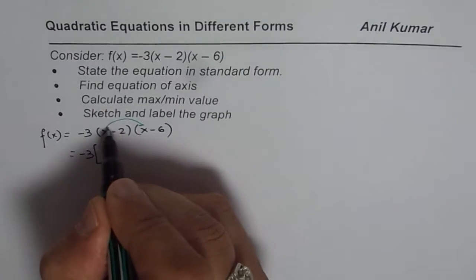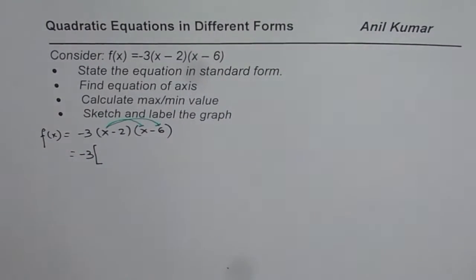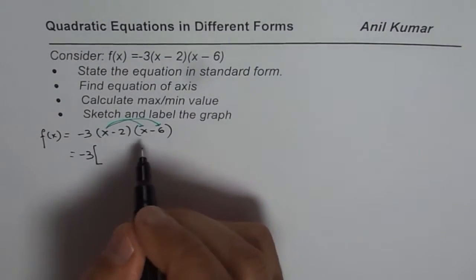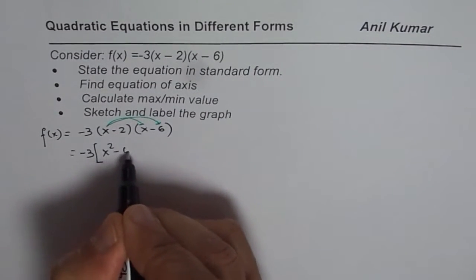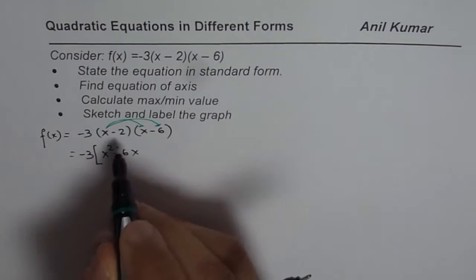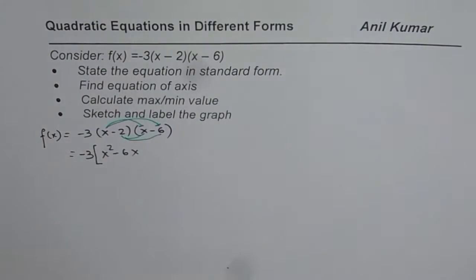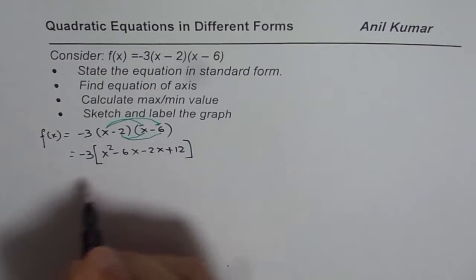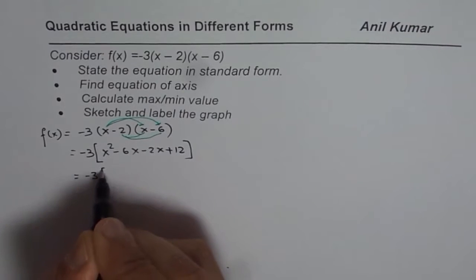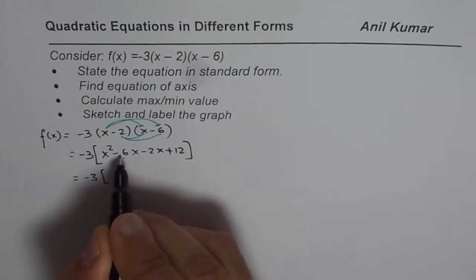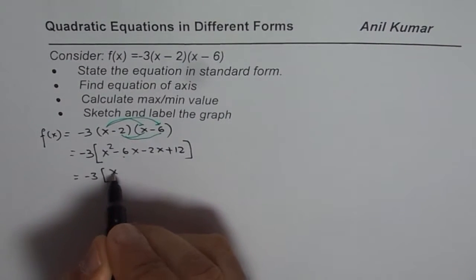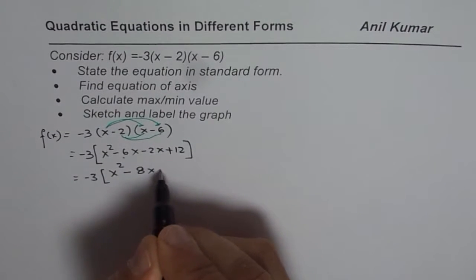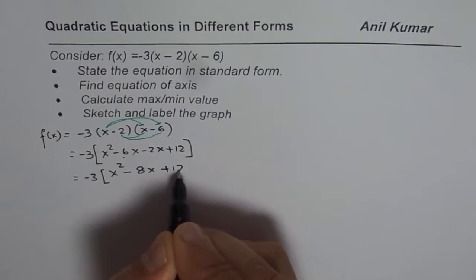When you expand, we'll apply the distributive property, correct? So let us expand. First multiply by x. Both these terms in the binomial, we get x squared minus 6x, and now let's multiply by minus 2. So what do we get? We get minus 2x plus 12. So combine the like terms, minus 6 and minus 2 is minus 8. So I could write this as x squared minus 8x plus 12, right?